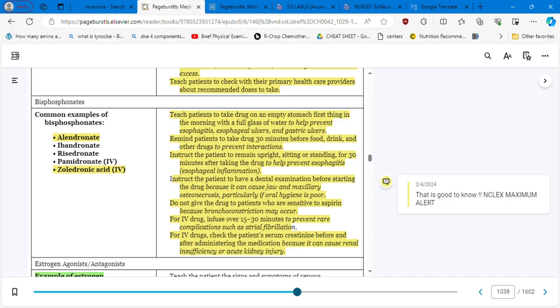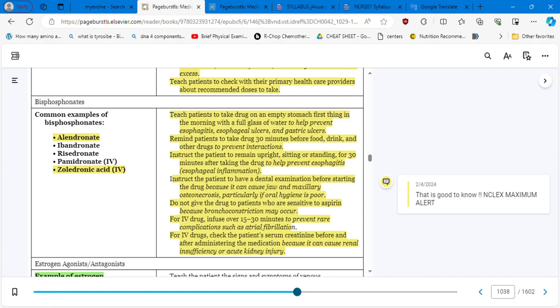Remind patients to take the drug 30 minutes before food, drink, and other drugs to prevent interactions. So the stomach is going to have some food. Instruct the patient to remain upright, sitting or standing, for 30 minutes after taking the drug to help prevent esophagitis. So it's all about preventing esophagitis. Instruct the patient to have a dental examination before starting the drug because it can cause jaw and maxillary osteonecrosis. So there you go, you have two already: prevention of esophagitis and prevention of osteonecrosis.